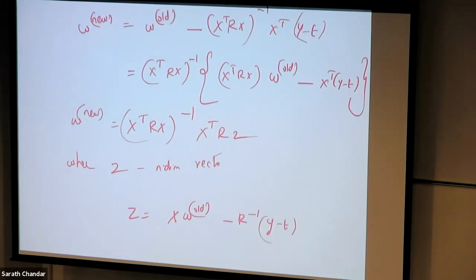Is it clear? I've just restructured things here, but it is exactly the same equation. The reason I did this is because now, if you look at this equation, so this equation.